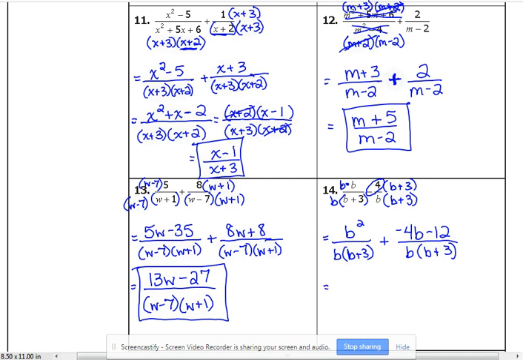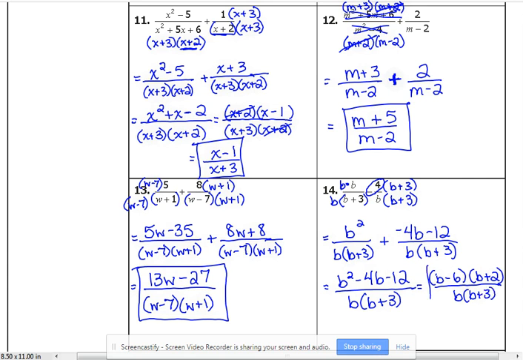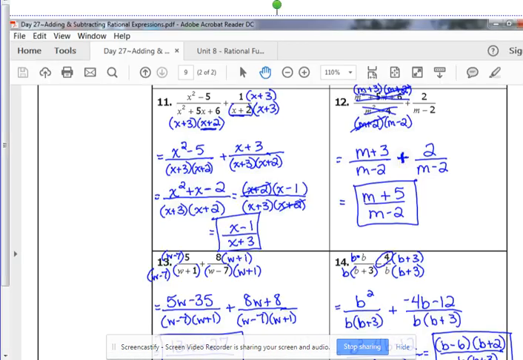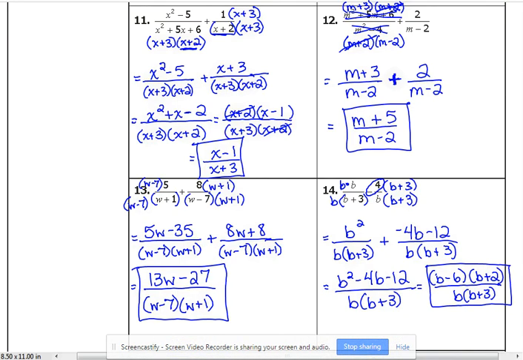All right, so we have the same base. Combine their numerators. B squared minus 4b minus 12 over b times b plus 3. Can we factor the numerator? Yes. B minus 6 times b plus 2. Ooh, that's not what we were expecting, right? But that's the correct factoring. Just because it factors does not guarantee that something's going to simplify and cancel. So just leave it in factored form. Nothing simplified. But that's okay. Not the end of the world.